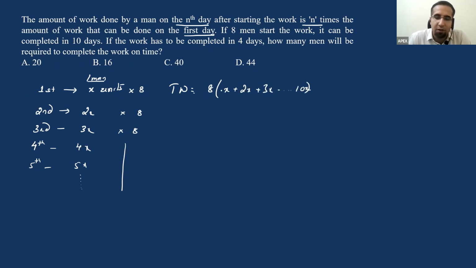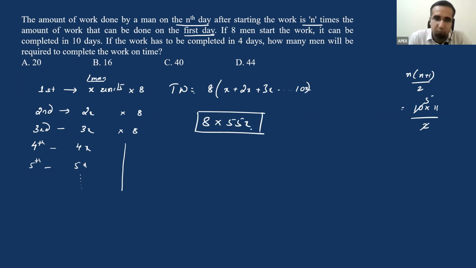So 10x. So sum of the first 10 natural numbers. What is the sum of the first n natural numbers? That is n into n plus 1 divided by 2, which is 10 into 11 by 2, that is 55x. So total work here becomes 8 into 55x. Clear? Now the question says that the same work has to be completed in 4 days.